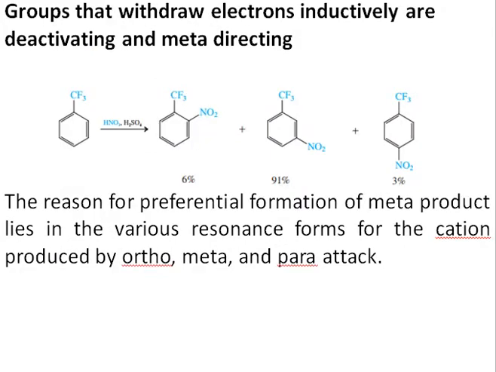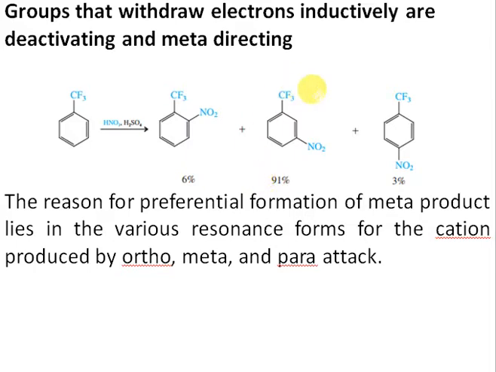Let's consider this example. Here we have a trifluoromethyl group directly attached to the benzene ring. So it is withdrawing the electron density toward itself. So the density on the benzene ring has decreased, right? So you can just see the ratios. This ortho product is 6%. This para product is 3%. So it's a very rough ratio, right? So it's almost negligible, whereas the meta product is formed in 91% yield, right?